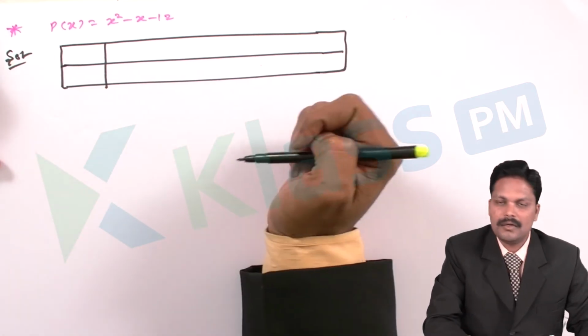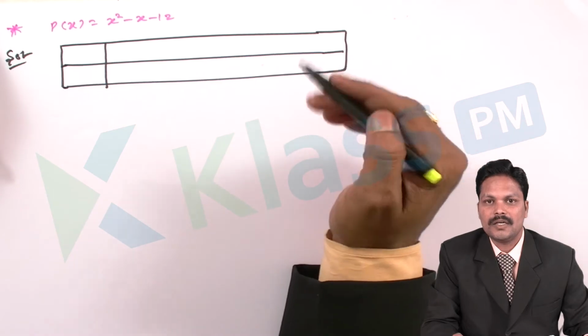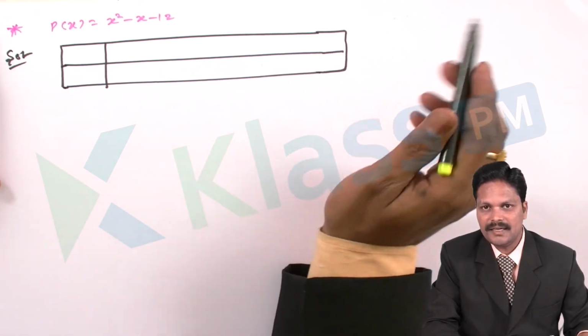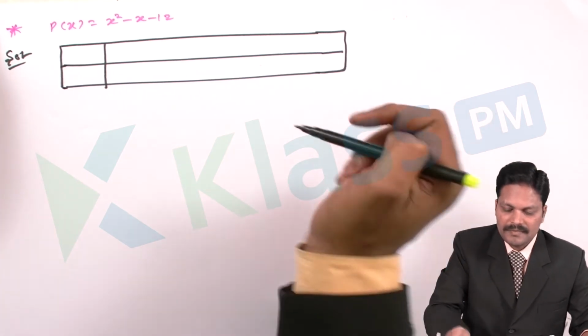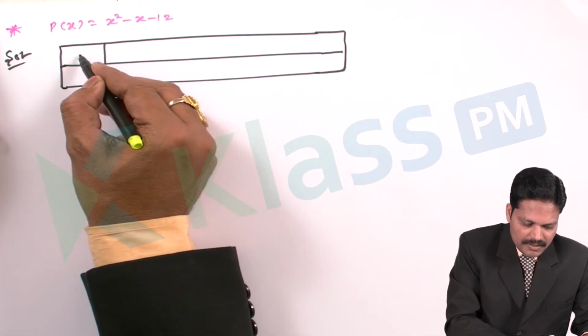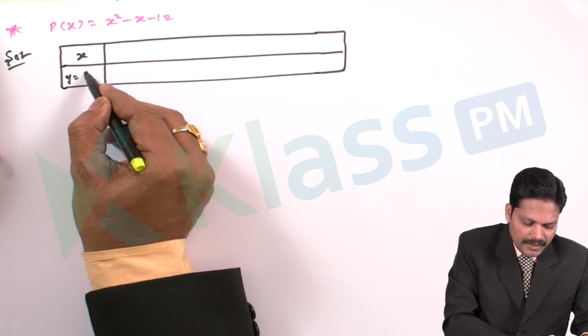So to get the zeros of the polynomial, how can we identify them? Where the polynomial graph cuts, intersecting or bisecting the x-axis, that is called the zeros of the polynomial. We know that. So we are taking the values here x, and we are taking the y value as p of x.